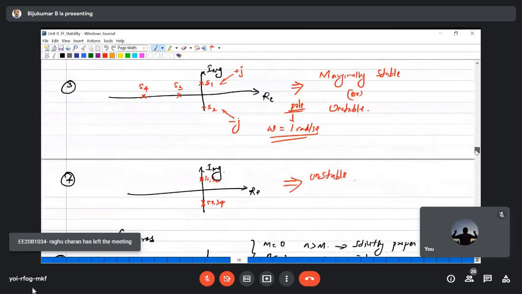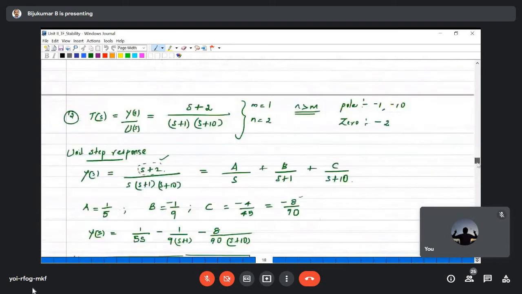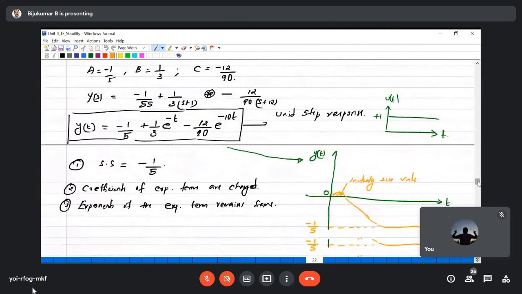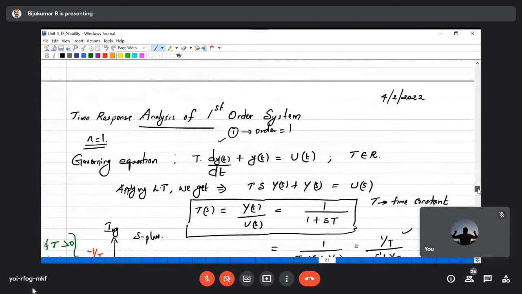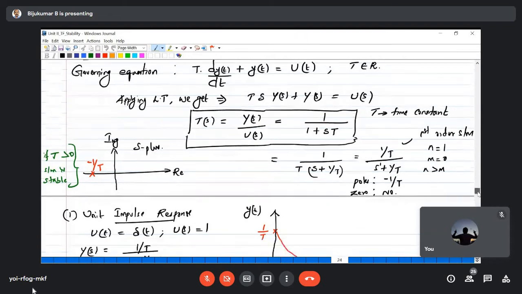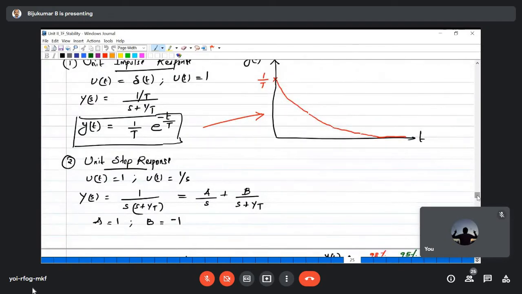The time domain analysis of a first order system, right? The generalized form of a first order system is 1 by 1 plus sT, where T is the time constant of the system. So how will you define the time constant of a first order system? It is the time taken by the output response to reach 63.2 percentage of the steady state value, right?